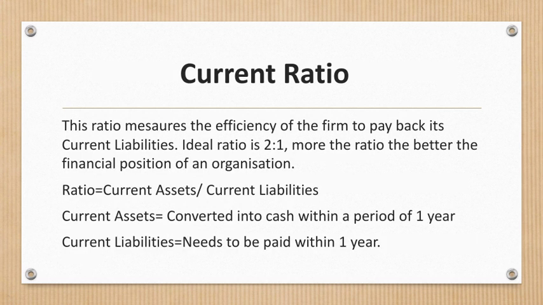Now, lastly, we have the current ratio. The current ratio measures the efficiency of the firm to pay back its current liabilities. The ideal ratio is 2 is to 1. The higher the ratio, the better the financial position of the organization to pay back its current liabilities on time. It's calculated by current assets by current liabilities. If the current ratio of an organization is higher, the company is more financially sound to pay back its current liabilities.